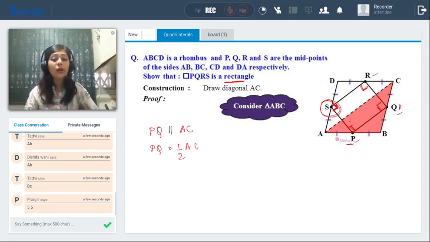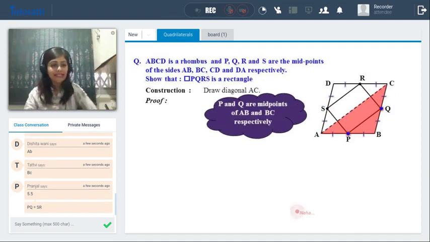Okay, so let's see how we can prove this figure to be a parallelogram. Students, for a figure to be a parallelogram, we need opposite sides parallel to each other and opposite sides congruent to each other as well. So let's see if we can achieve that using the midpoint theorem. PQ equal to SR.